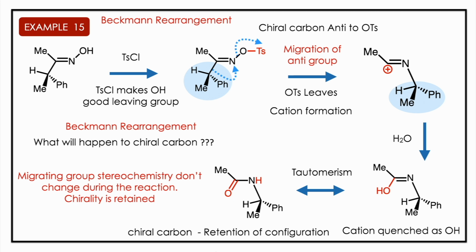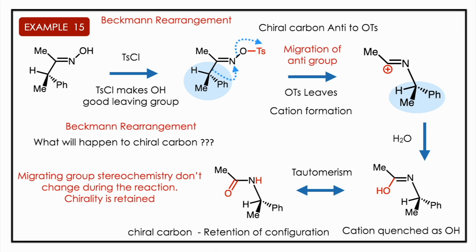But the interesting case is the chiral carbon. What will happen to the chiral carbon is the real question. Here the configuration of the chiral carbon won't change, that we have seen already. It's a concerted mechanism. First step will be attack of tosyl chloride. Tosyl chloride makes oxygen a good leaving group. Here the leaving is assisted by the trans group. The trans group is the chiral carbon. Since the mechanism is concerted, chiral carbon moves, TsO is eliminated, you have cation there.